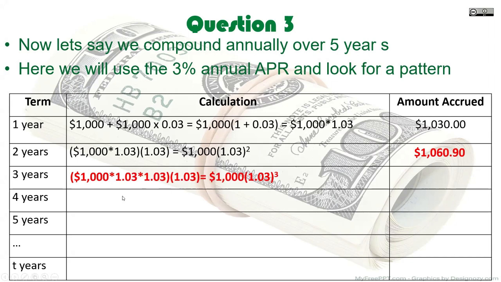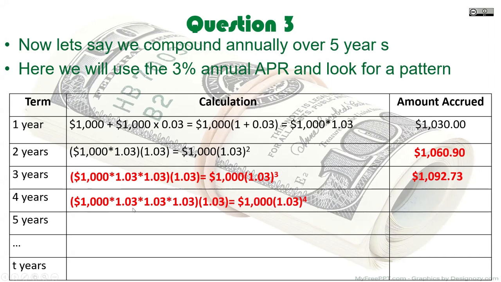Similarly, for our third year, $1,000, first year 1.03, second year 1.03, and now we're in our third year, we have the 1.03. So we have this done 1, 2, 3 times, so we can have the $1,000, our principal, and then 1.03 to the third power. And we end up with $1,092.73. And we continue on and do it for our fourth year.